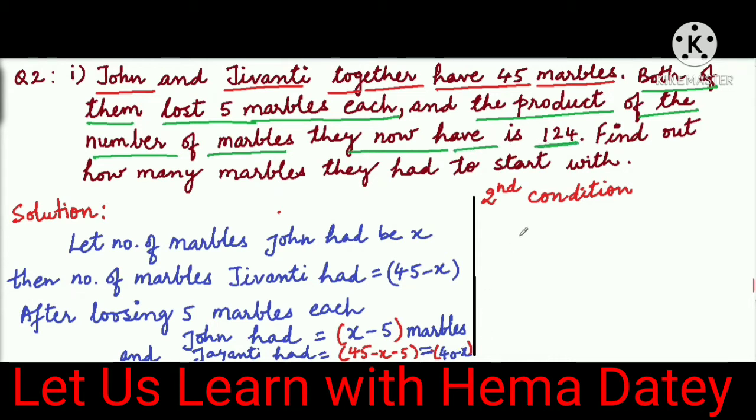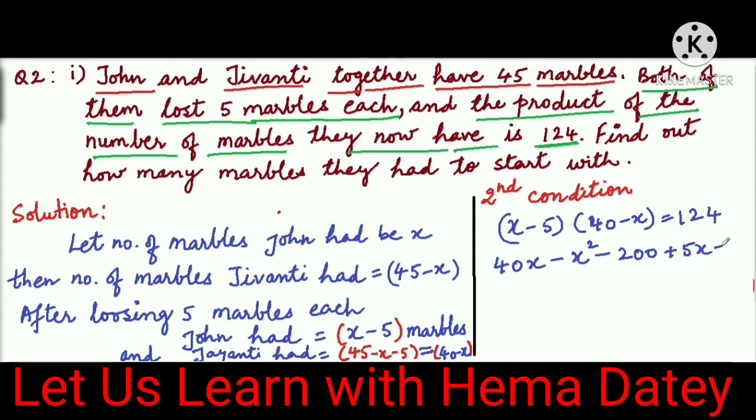Now continue reading the question, and the product of the number of marbles they now have is 124. It means x minus 5 and 40 minus x. The product of both of them is equal to 124. We'll multiply x minus 5 by 40 minus x. After multiplying both the binomials, we will get a quadratic equation.